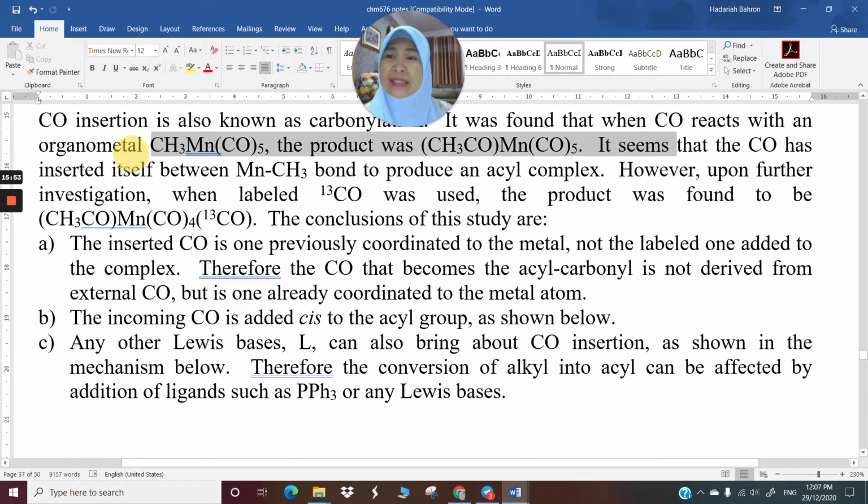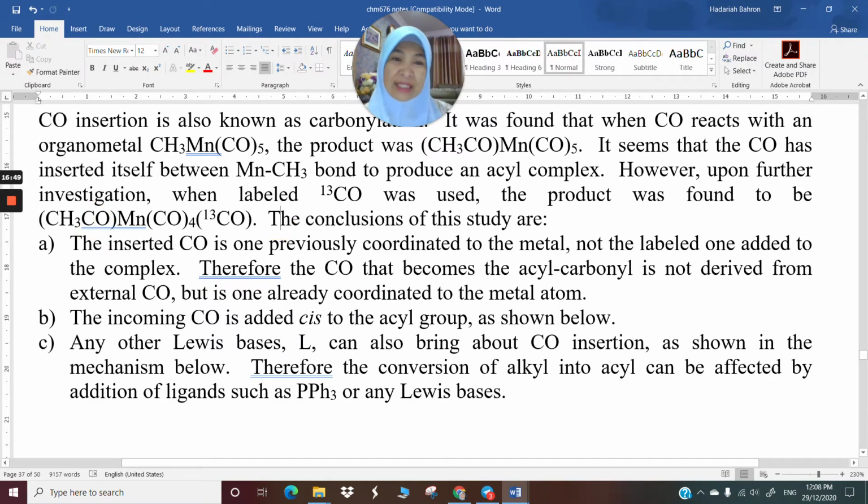It seems that the CO has inserted itself between the Mn-CO3 bond to produce an acyl complex. So CH3CO is an acyl ligand. However, upon further investigation, when scientists use labeled carbon-13 carbon monoxide, they find that the CO that is inserted between manganese and alkyl is not the labeled carbon-13. The labeled carbon-13 CO is in the compound, but it is here. It is bonded directly to the manganese. It is not the one that goes in between the two bonded atoms.